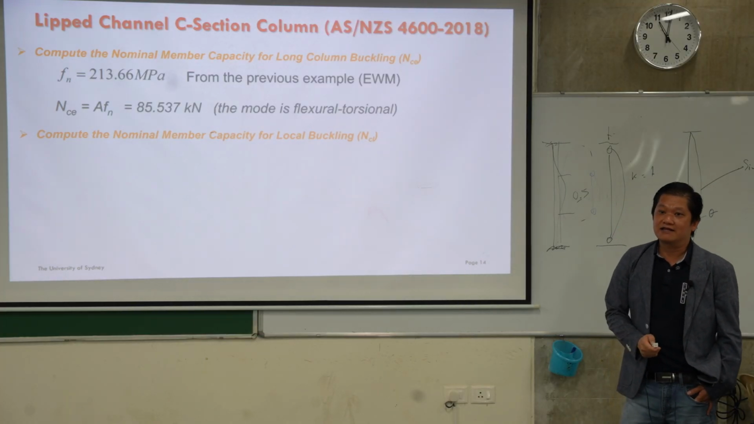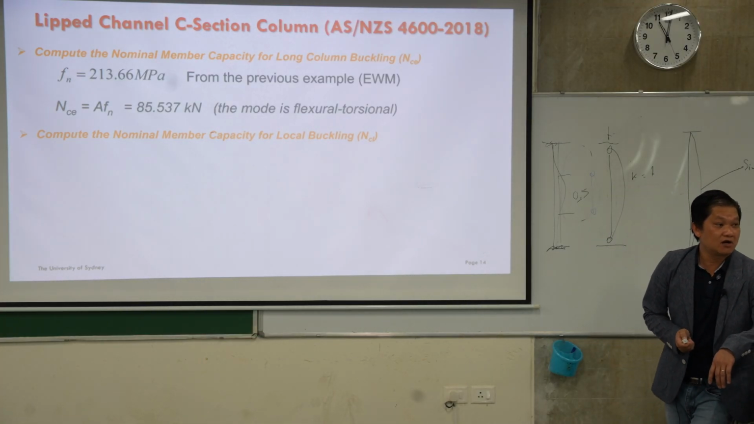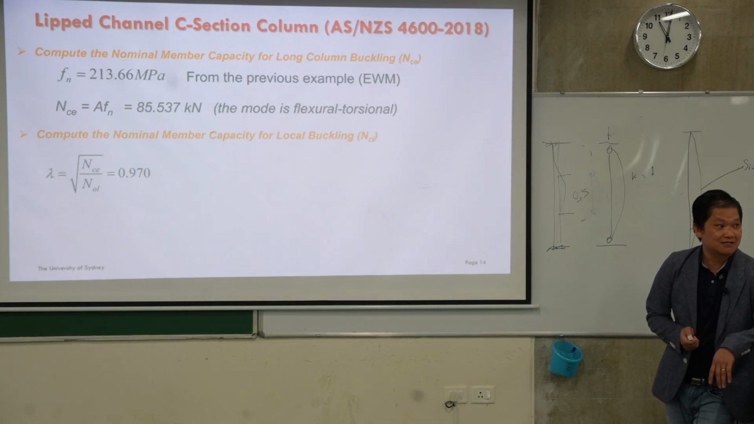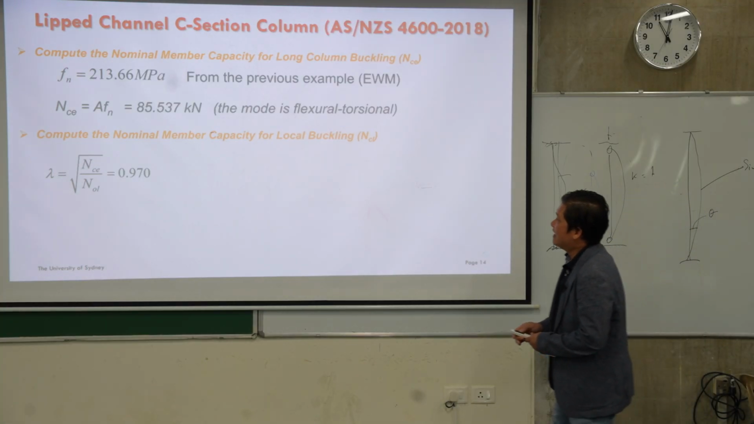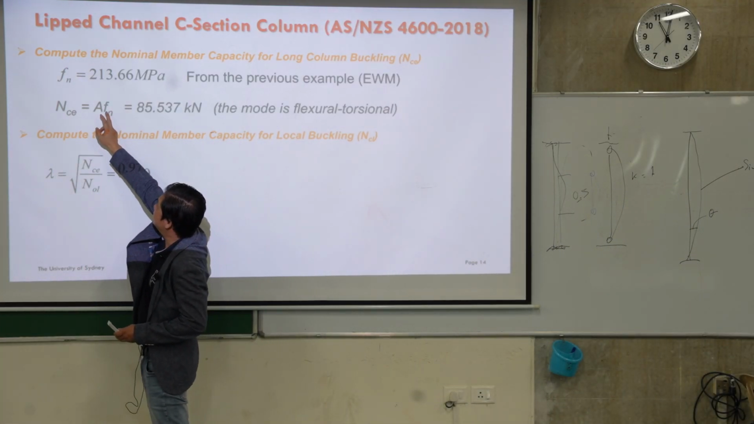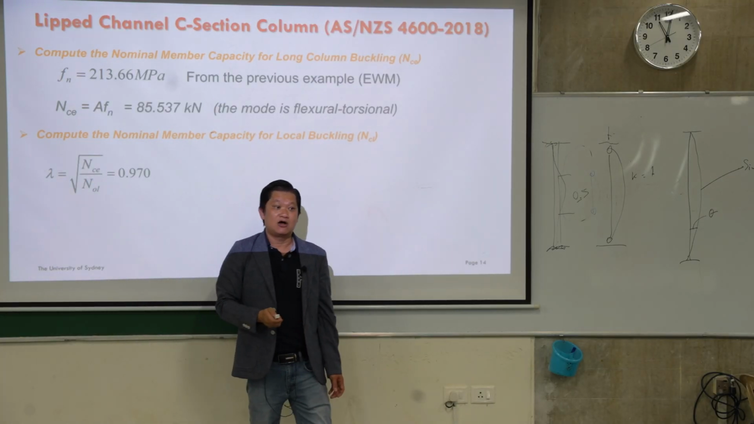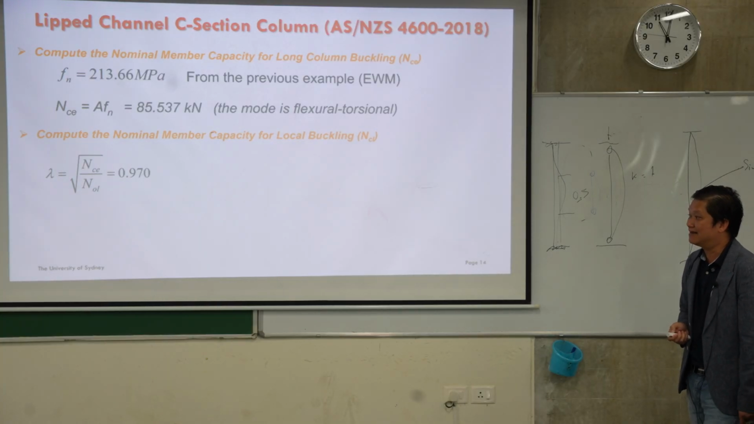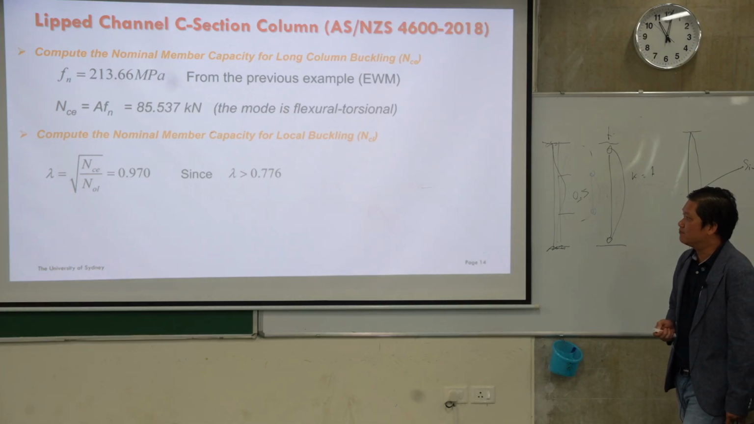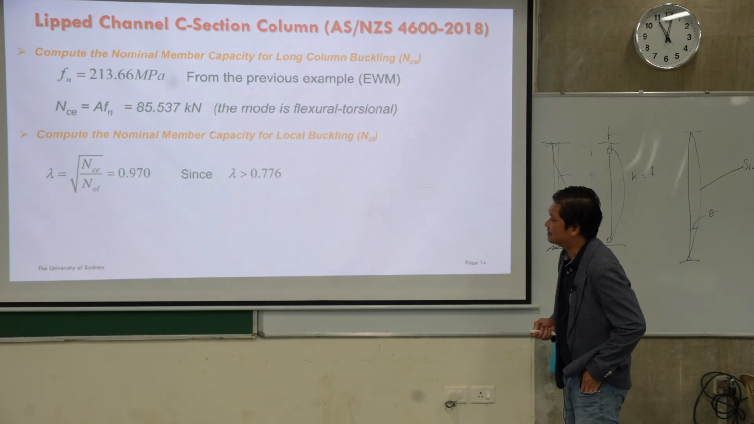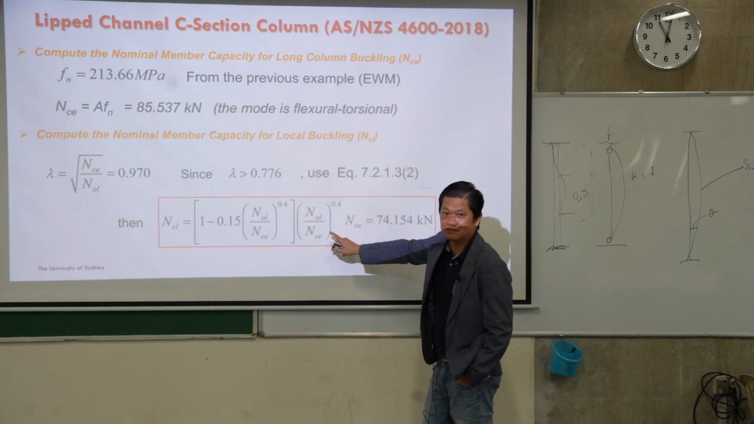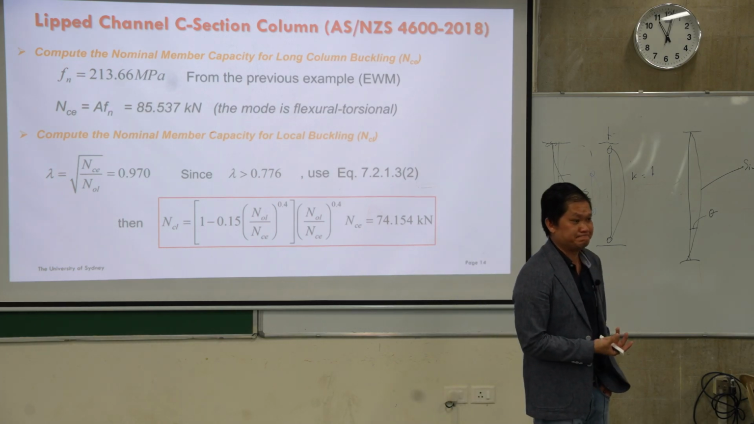So now we calculate the local buckling strength of the column. Firstly, we calculate lambda, the slenderness. We take NCE from here and divide it by NOL, which we calculated from Thin-Wall 2, and from that we have lambda is 0.97. From the standard, we compare with 0.776 and say, all right, it's greater. So then we use that equation. This is the strength equation for local buckling.